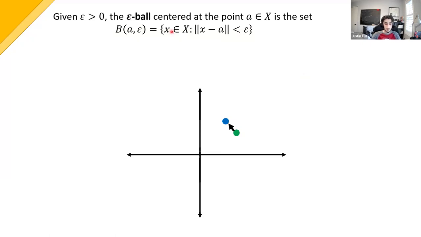Now, of course, the reason why we call this an epsilon ball is because, if you draw it out using the Euclidean norm, this is the set exactly. Everything inside this open ball is our epsilon ball. So everything here is within distance epsilon or less. So excluding the boundary would be less than epsilon.